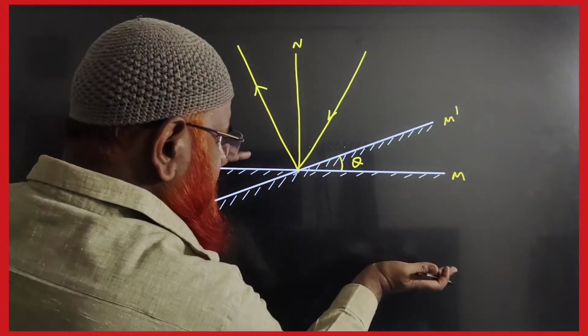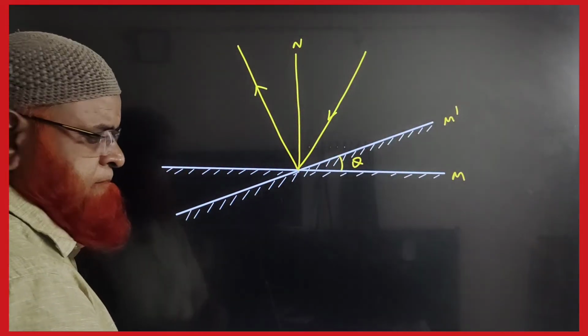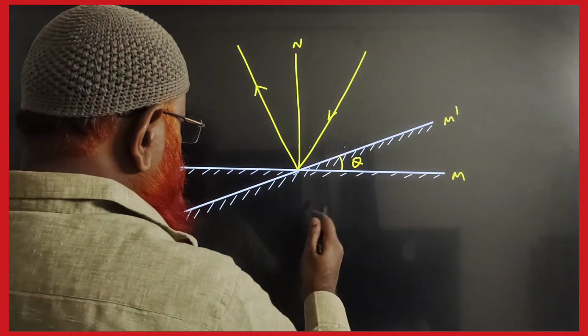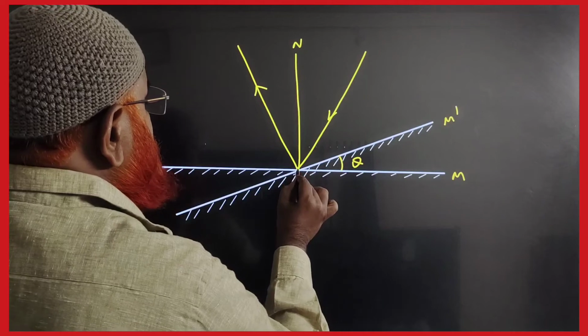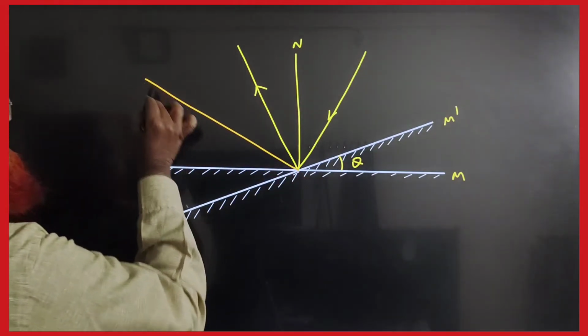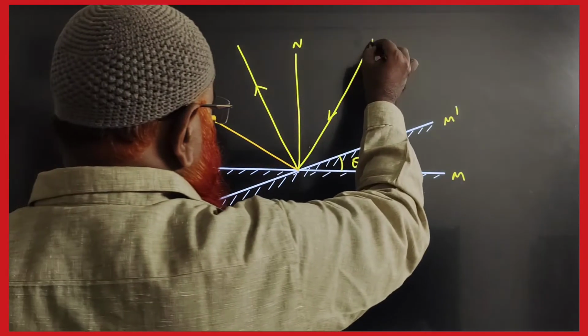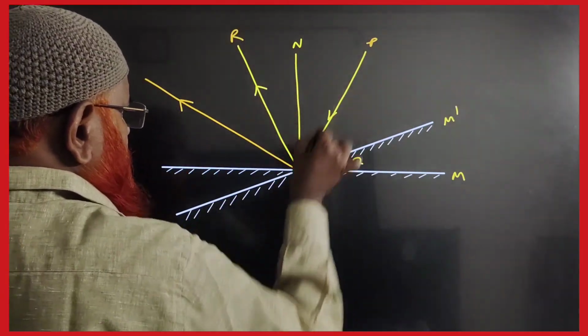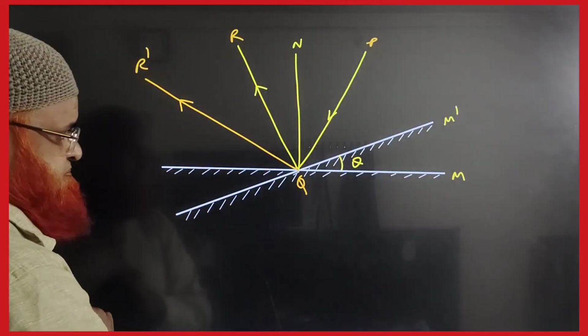So the horizontal one has been rotated like this. Okay. So when you have rotated like this, what is going to happen to the reflected ray? Now that the mirror is rotated, the reflected light ray will go like this. Previously it was P, Q, R. Now it is going to be P, Q, and R dash.